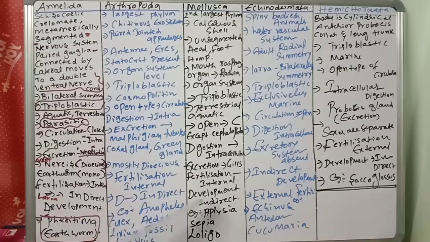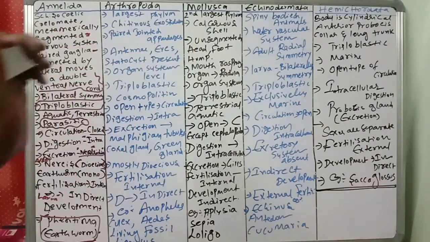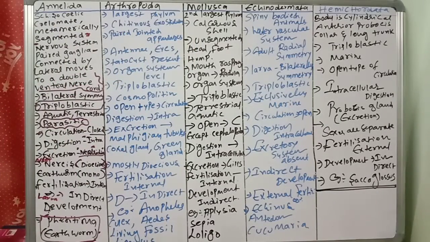Digestion is intracellular, excretion through gills, fertilization internal, development is indirect. Examples: Aplysia, Sepia, Loligo. Next we come to Echinodermata. What is Echinodermata? It is also one of the important invertebrate phyla.